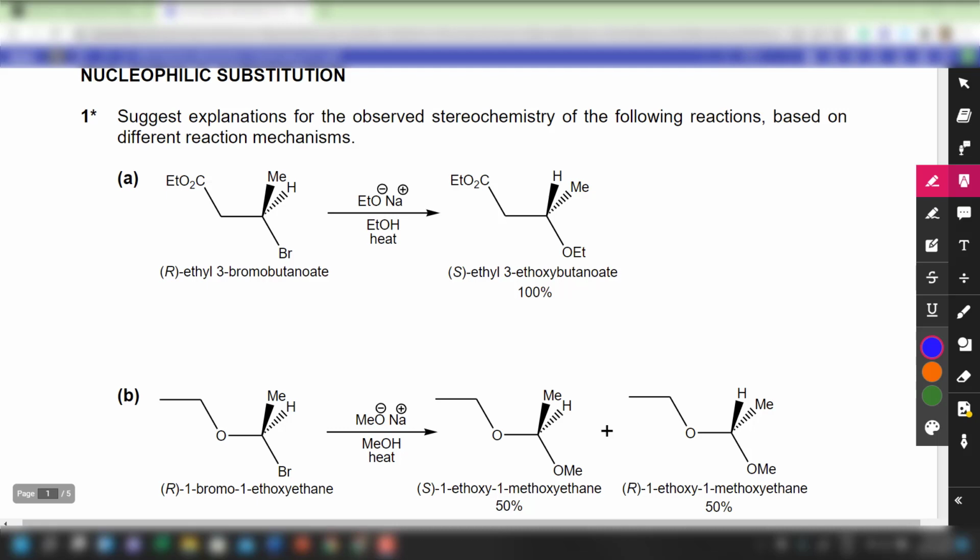Hello students, let us review the mechanism tutorial question 1. Okay, so if you take a look at 1a, you will notice that the configuration of the chiral center is inverted. How do we know?